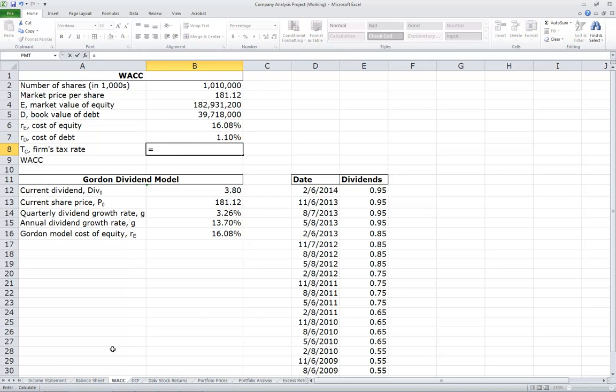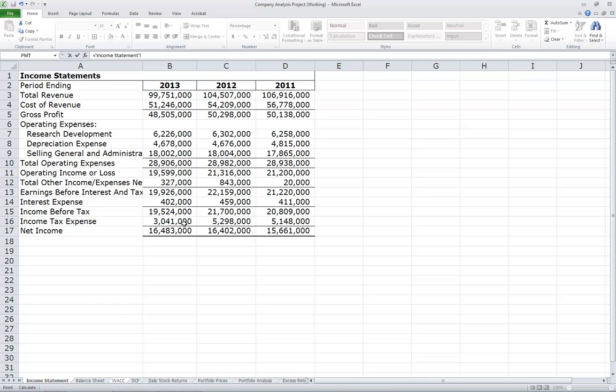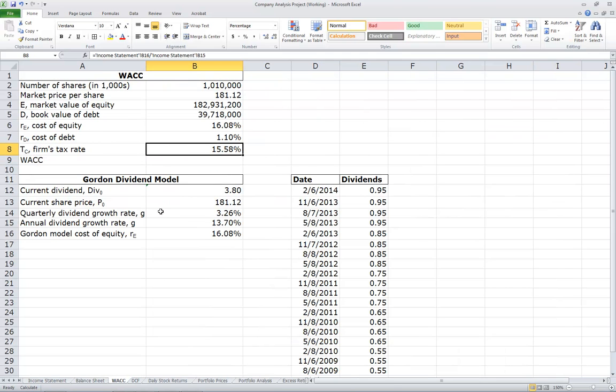To get our tax rate, we're going to go to the income statement, and it's simply going to be income tax expense divided by income before tax. And we get 15.58%. If you get a number that looks abnormal to you, maybe less than 10% or more than 40%, then calculate your tax rate based on previous years, and then you can average all three, or you can pick one that seems normal, which we would expect, between 10 and 40%.